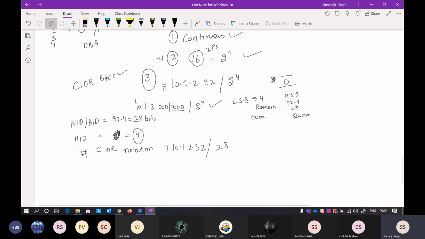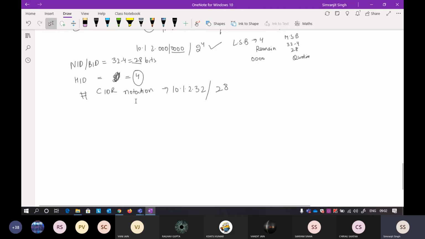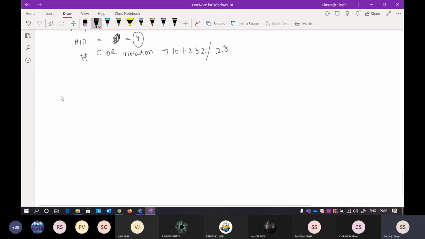I'll take another example if you have some doubts about it. Again, it will be on the same lines. Just take something like 192.168.30, and I'll form a block from 32. I'll just take a size of 32, so from 32 to 63.